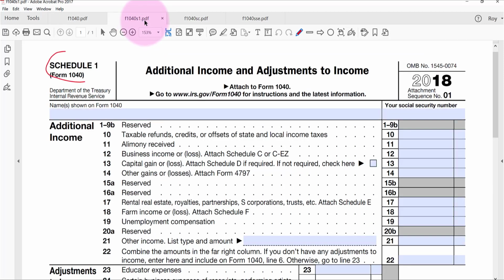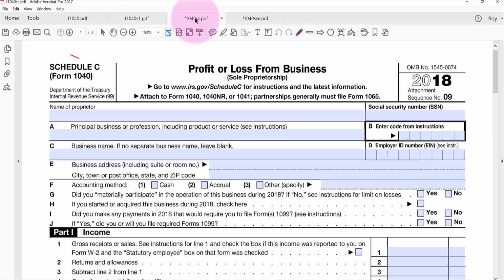Schedule 1 is a new schedule for 2018 that lists other income and deductions below it, which we'll see in a minute. But one of the income items we're looking for is business income, where the net income or loss is reported here, but first calculated on a Schedule C. So let's take a look at a Schedule C for 2018.